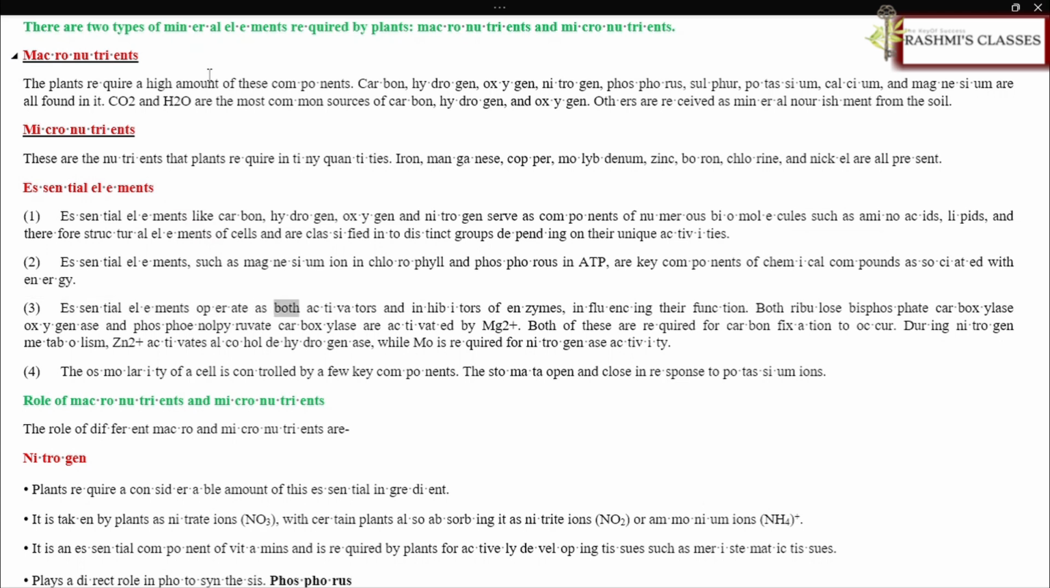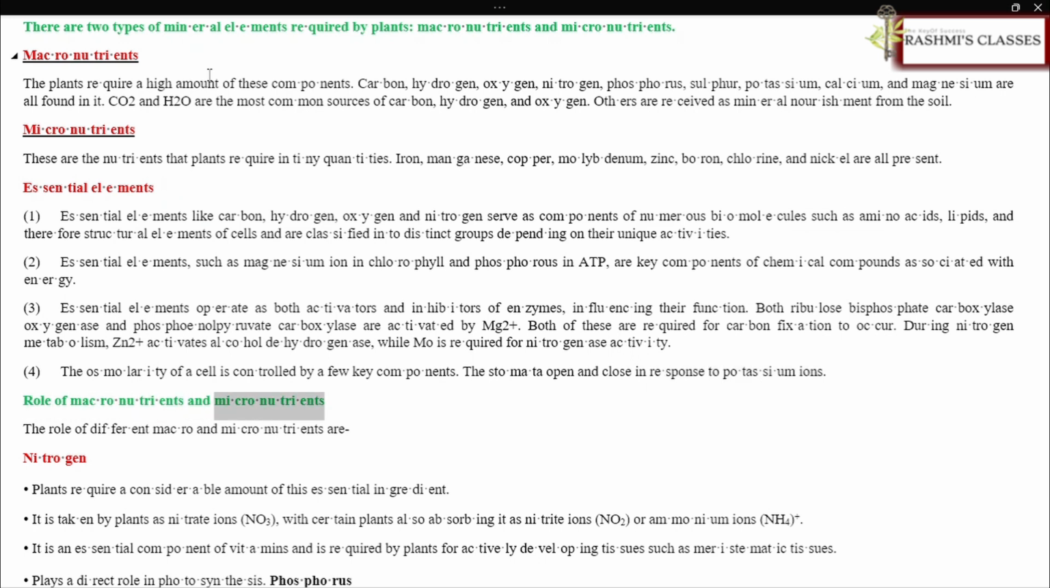Essential elements operate as both activators and inhibitors of enzymes, influencing their function. Both ribulose bisphosphate carboxylase oxygenase and phosphoenolpyruvate carboxylase are activated by Mg2+. Both of these are required for carbon fixation to occur. During nitrogen metabolism, Zn2+ activates alcohol dehydrogenase, while Mo is required for nitrogenase activity. The osmolarity of a cell is controlled by a few key components. The stomata open and close in response to potassium ions.